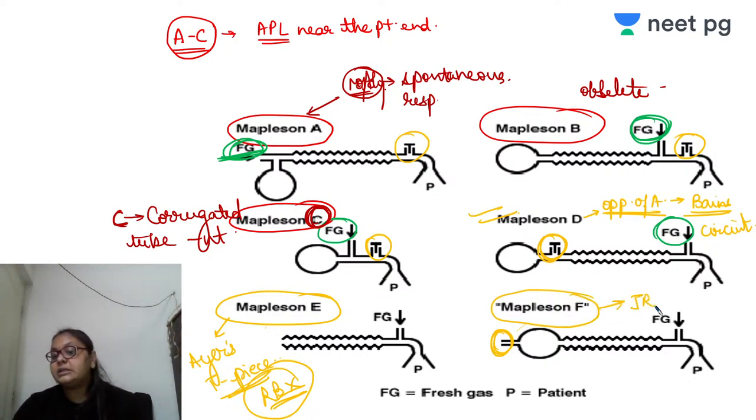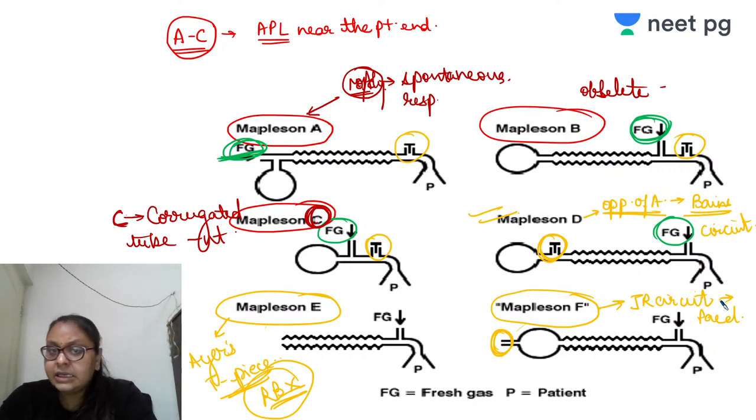its modification is the JR circuit, which is used in the pediatric patients. Is it clear? So these are the Mapleson types of circuits, and these are the semi-closed circuits. This is a very important point which has to be kept in mind. Okay, just remember, depending upon the APL valve and the fresh gas inlet, APL valve, if it is towards the patient, it can be either A, B or C. If it is away from the patient, it can be D or F.